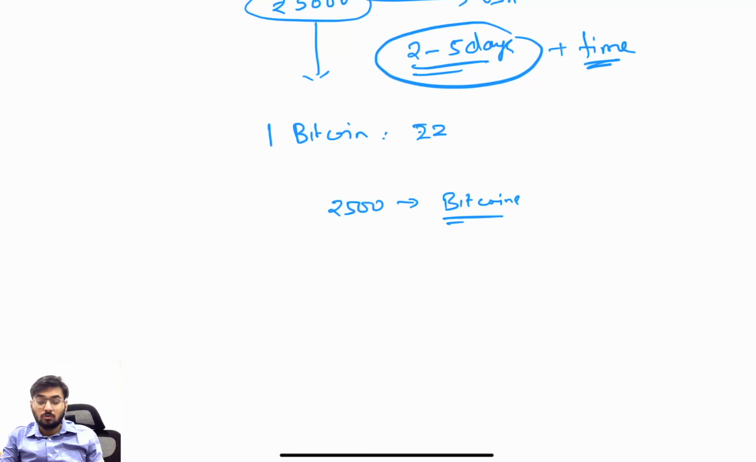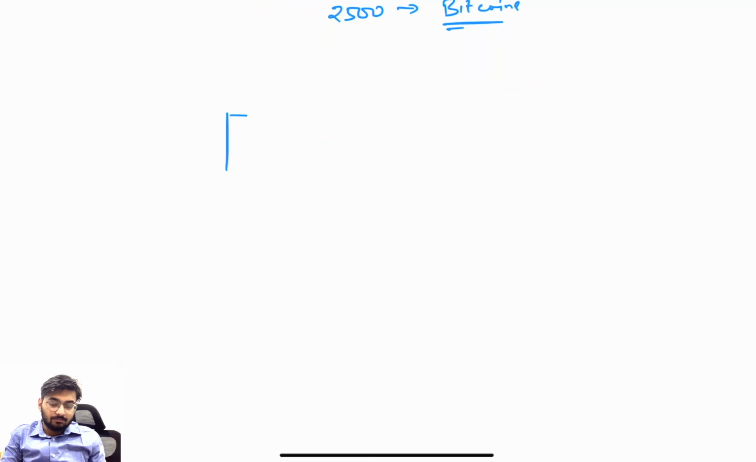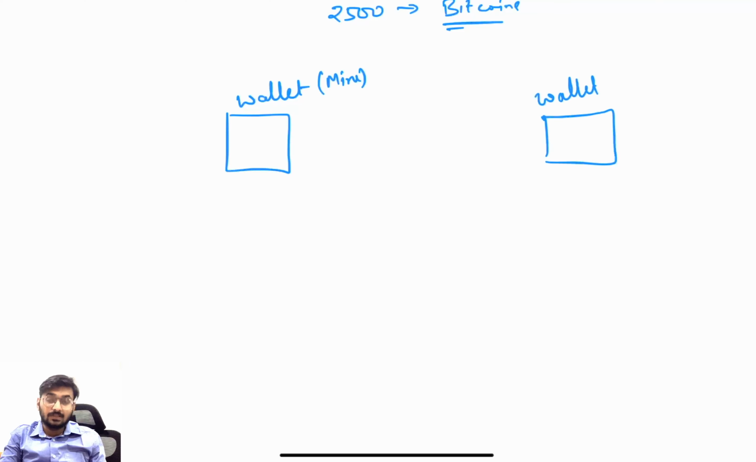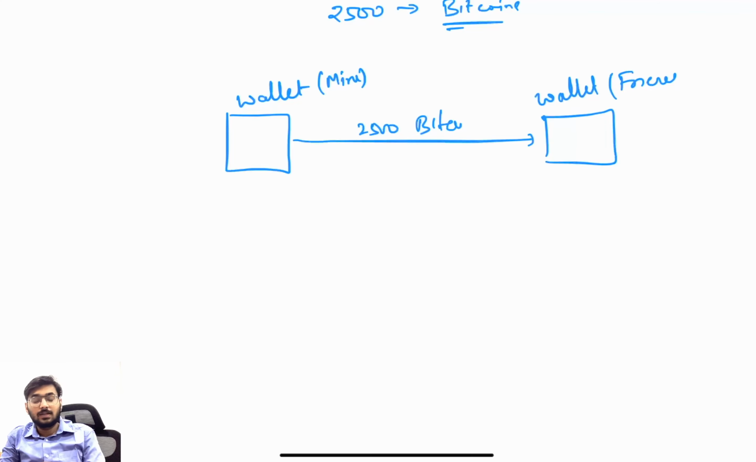Clear? So basically there is a wallet of mine. This wallet is specifically designed for bitcoins, or you can say cryptocurrencies. Not only bitcoins, there are many coins like this. So I am transferring bitcoins. Why? Because it's more popular and widely used. Even if you give it to your friend ahead, they will accept it. Clear? Now this is the wallet of my friend. So I'll transfer these 2,500 bitcoins to you immediately.